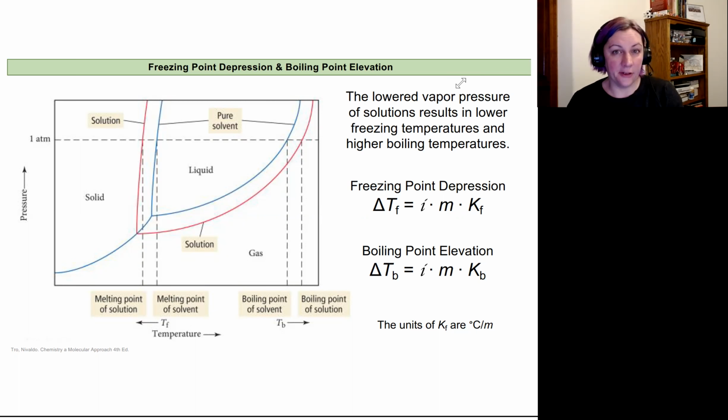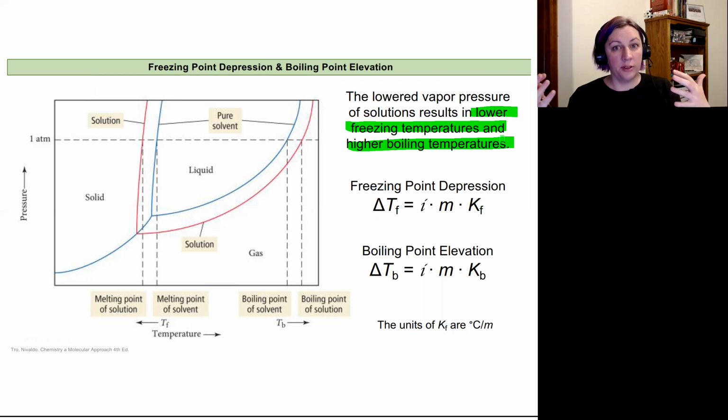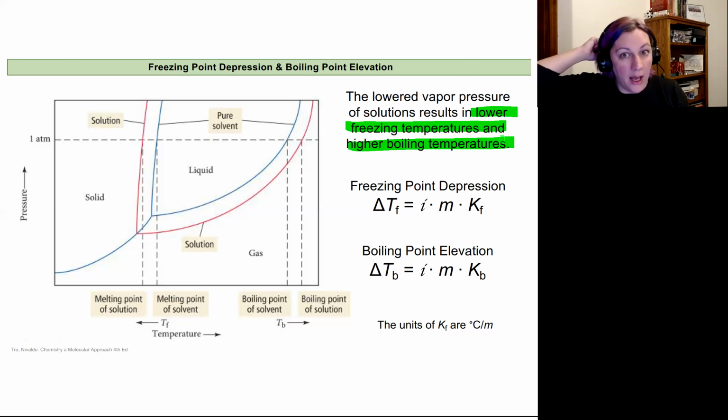Colligative properties have another effect on physical properties, and that's freezing point and boiling point. So the lowered vapor pressure that we see in solutions versus just the pure solvent will actually result in lowering the freezing point and increasing the boiling point of a compound. What's happening as that vapor pressure decreases, it's going to require more energy to actually boil this liquid to bring that vapor pressure up to atmospheric pressure.